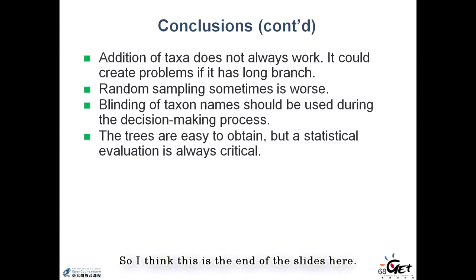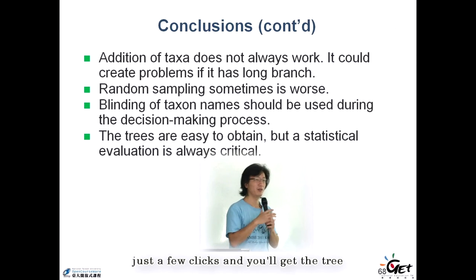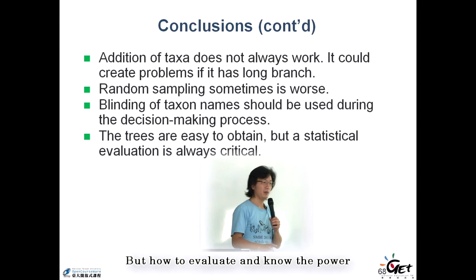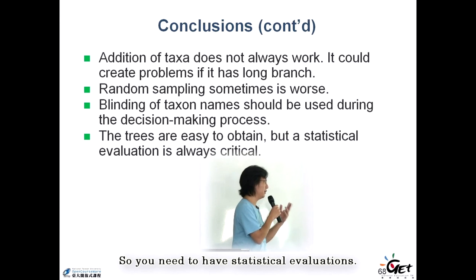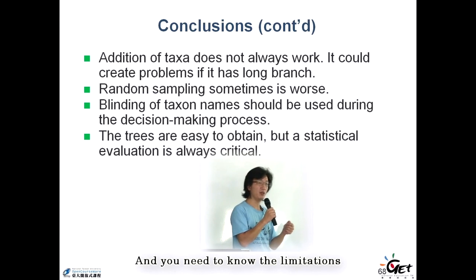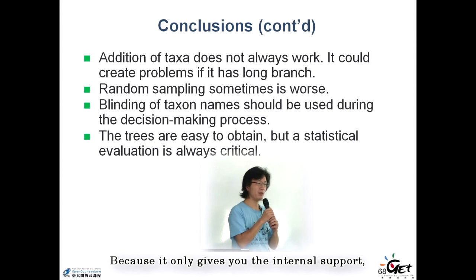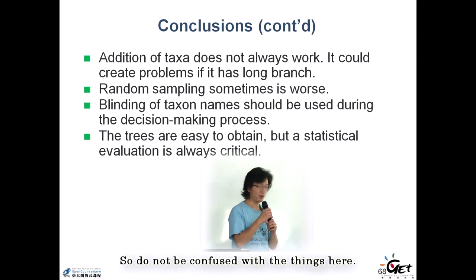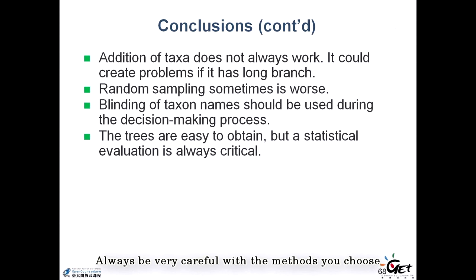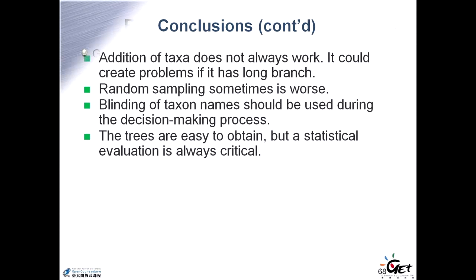So I think this is the end of the slides here, and I think this is the most important point. Making a tree is very easy, just a few clicks and you'll get a tree. But how to evaluate it and know the power and the weakness of the method is very important. So you need to have statistical evaluations, and you need to know the limitation of the bootstrap, something like that, because it only gives you the internal support, not necessarily the right tree. So do not be confused by the things here, and always be very careful about the methods you choose. Some statistics are tricky as well. Some references.